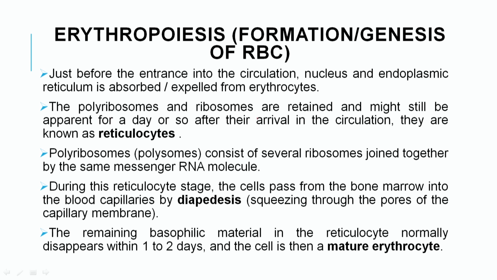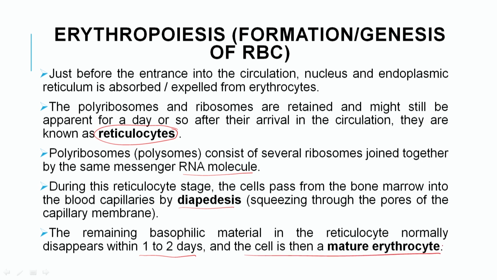The polyribosomes and ribosomes are retained and might still be apparent for a day or so after their arrival in the circulation, and these cells are known as reticulocytes. Polyribosomes consist of several ribosomes joined together by the same messenger RNA molecule. During this reticulocyte stage, the cells pass from the bone marrow into the blood capillaries by diapedesis.